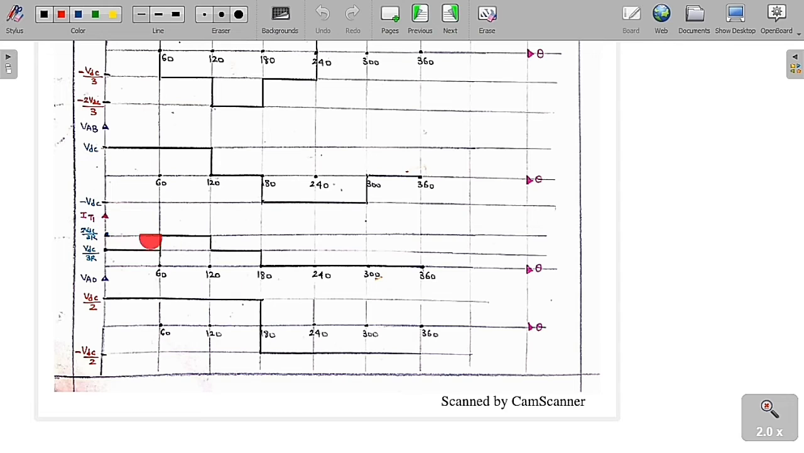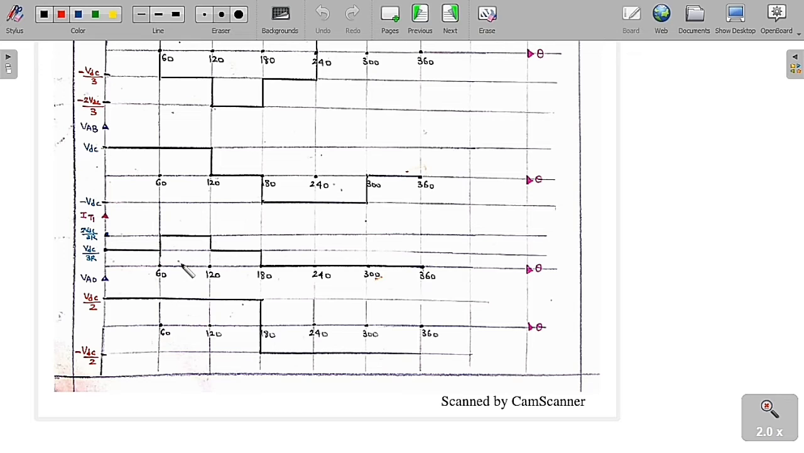Now I am going to draw the nature of the thyristor current IT1. T1 is going to conduct only from 0 degree to 180 degree. After that T1 is off, so the current is equal to 0. Whenever the T1 thyristor is on, IT1 is equal to the phase voltage VAN by R.